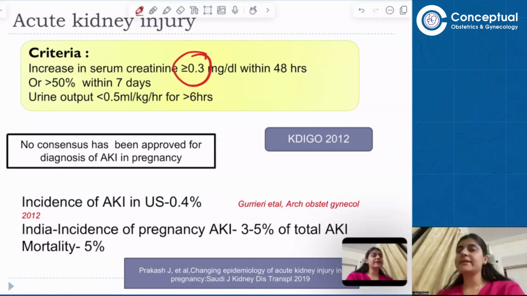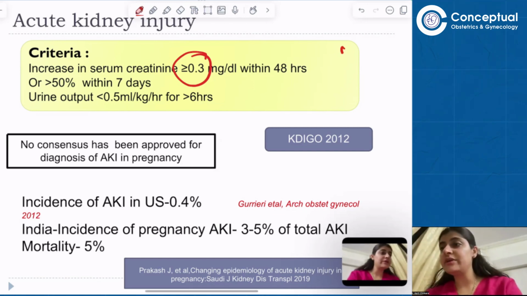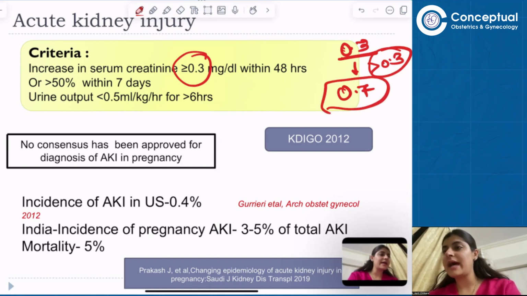Even in the example I gave, one was just in the normal range. Suppose the patient had a baseline of 0.2 and it comes to be 0.7 after 48 hours, there is a rise of more than 0.3 in 48 hours. 0.7, even though in the physiological range, from 0.2 to 0.7 is more than a 0.3 rise and is considered abnormal. You should label that patient as AKI.